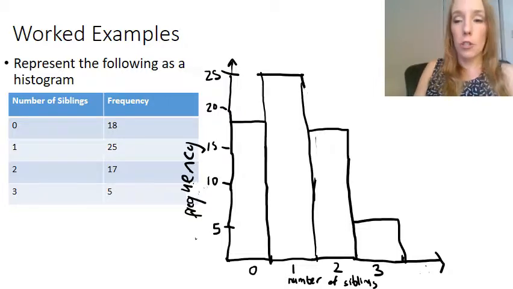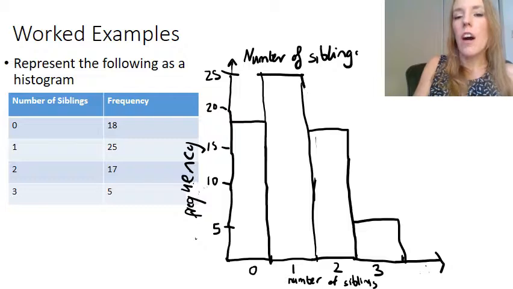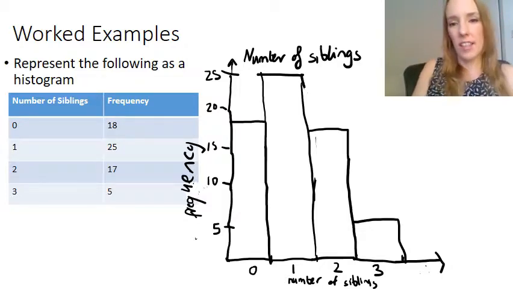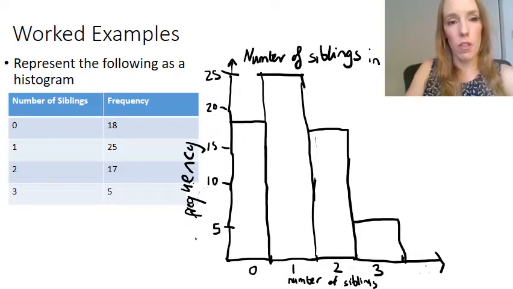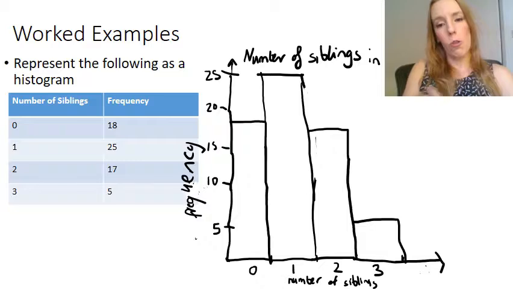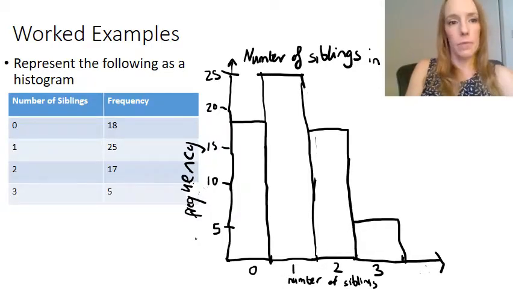And the finishing touch, which I hope you know all graphs need, would be a title. So we could just call this number of siblings. If you'd surveyed a certain class, you'd write in whatever class or in the school. You'd be as specific as you could with your titles. Please use a ruler. Please have yours neater than mine. Hopefully that gives you an idea of what you're supposed to do there.